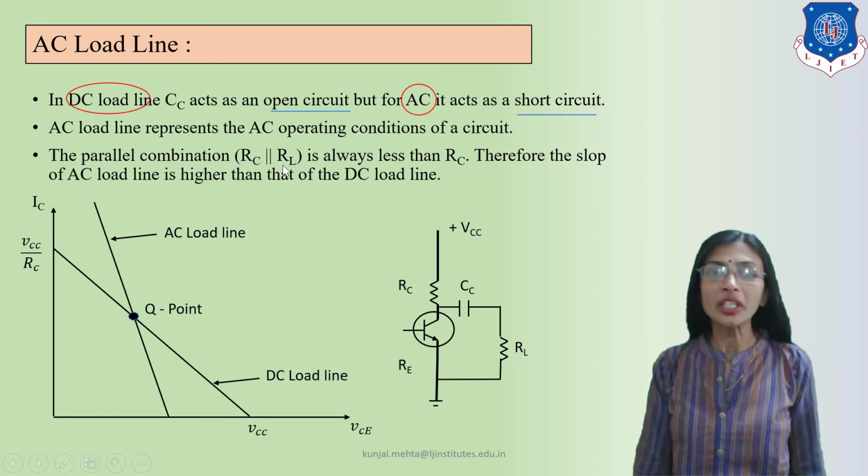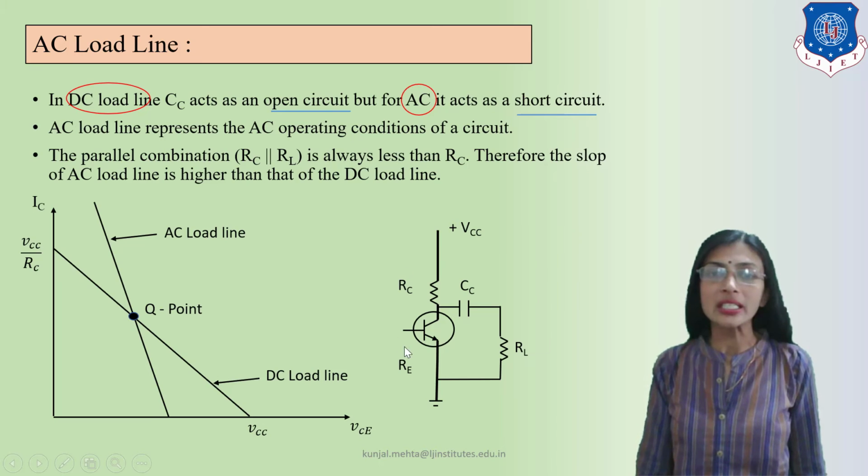The parallel combination of RC and RL is always less than RC. Therefore, the slope of the AC load line is higher than that of the DC load line. This is one of the most important points. Always the slope of the DC load line and the slope of the AC load line will be slightly different.